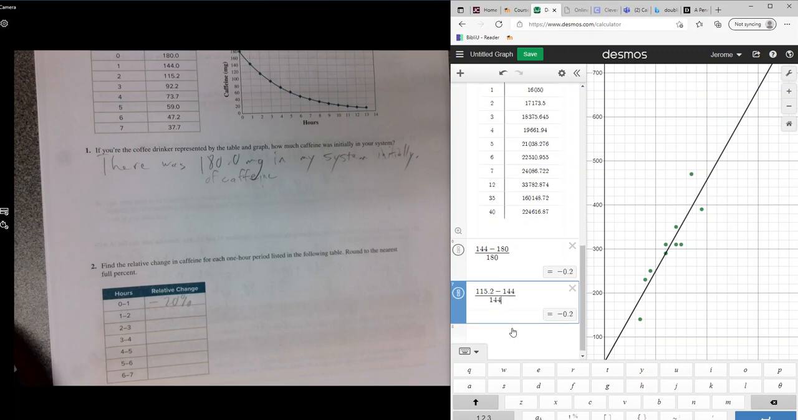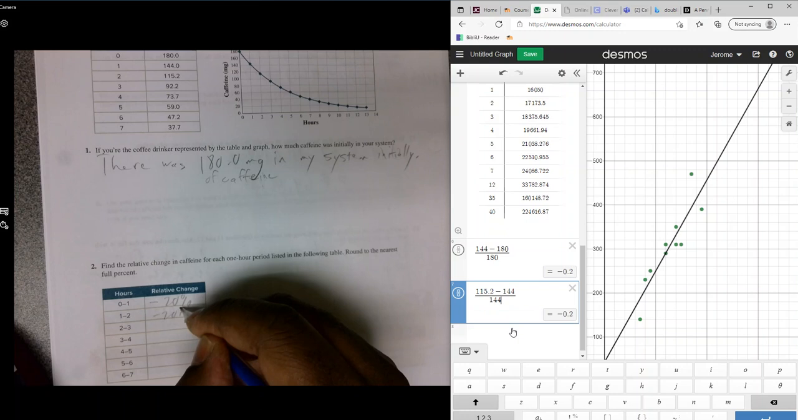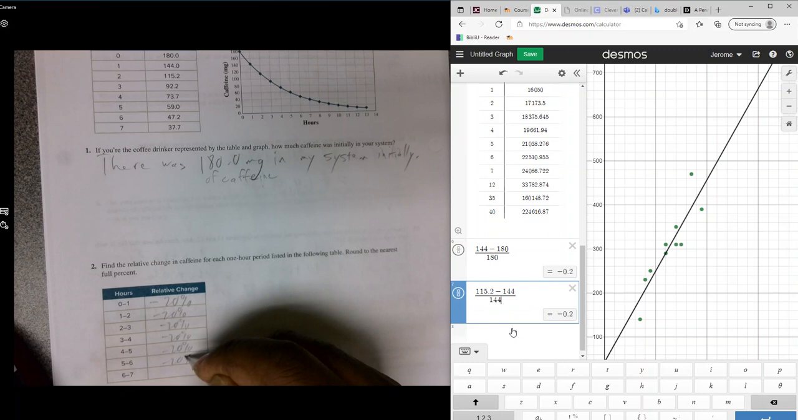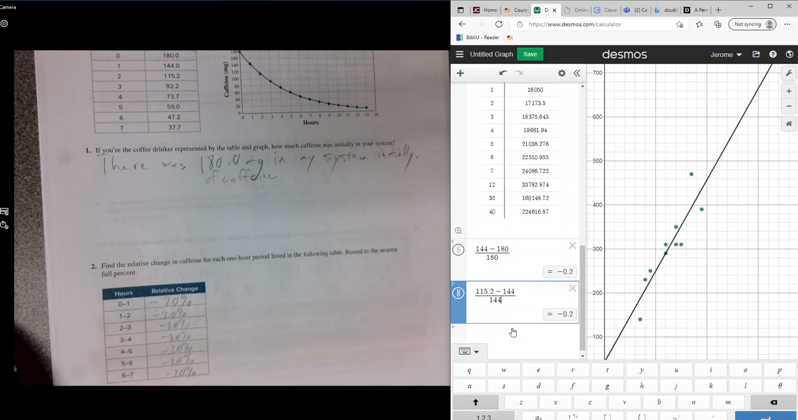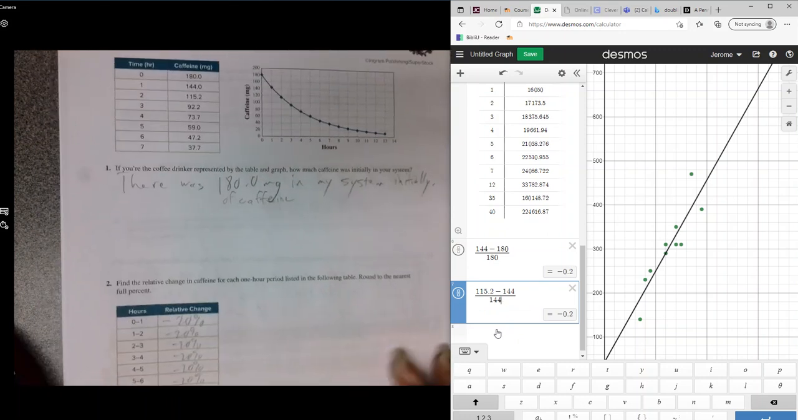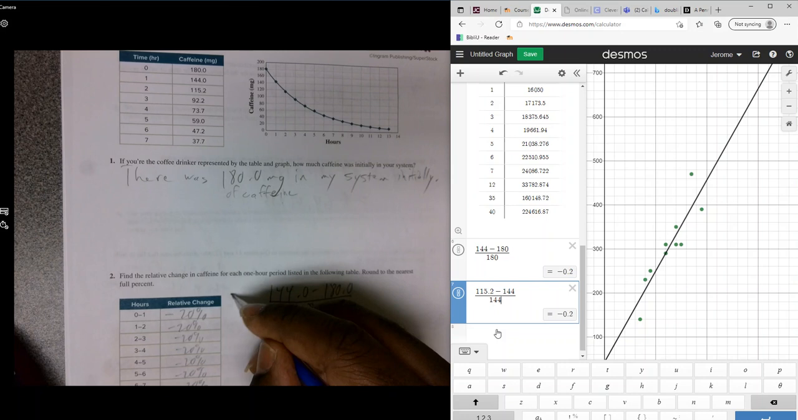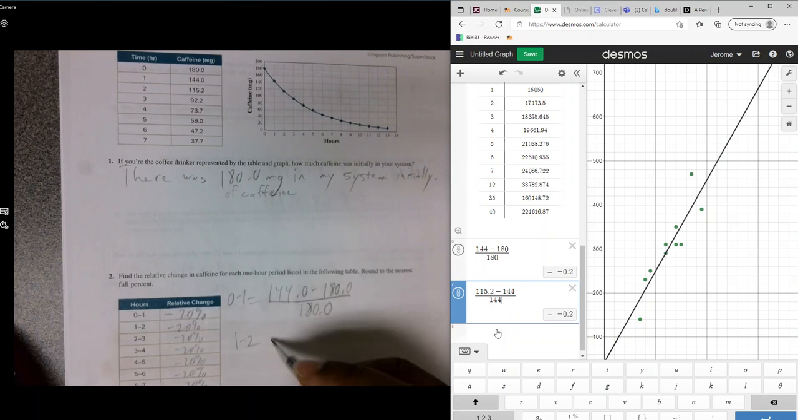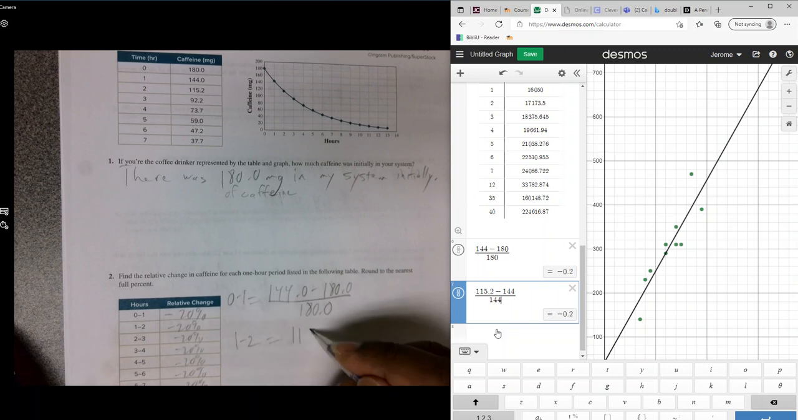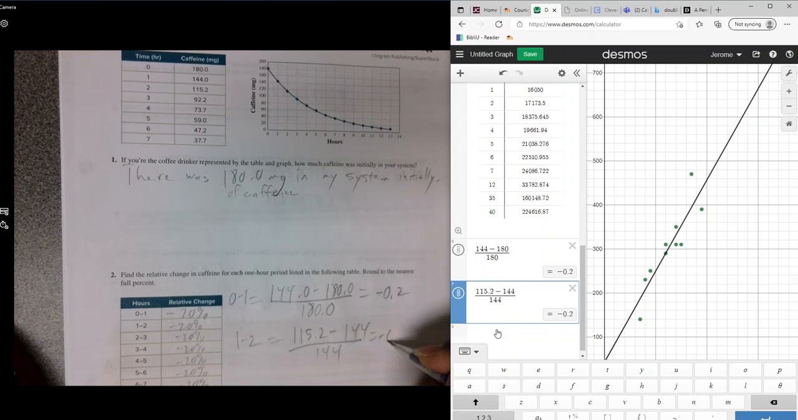Now, if you need to, since I did this in the calculator, you could write it out. I'll write out 1. So I take 144.0 minus 180.0 all over 180.0. And I'll just put 0 to 1 to show that. And then 1 to 2 would be 115.2 minus 144 all over 144. And that'd be a negative 0.2, which is a negative 20%. Just to show you a couple of examples.